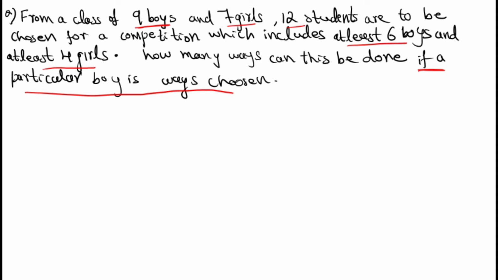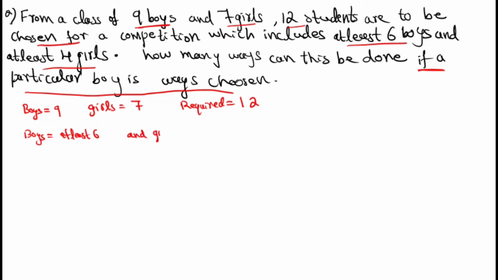First write the given data. Given data is boys is equal to 9, girls is equal to 7. What's the required number? Required students is equal to 12. So 12 students are to be chosen for a competition. That's why you need to construct a group of 12 students. Okay. What's the condition? Boys is equal to at least 6 and girls, the condition is at least 4 girls.